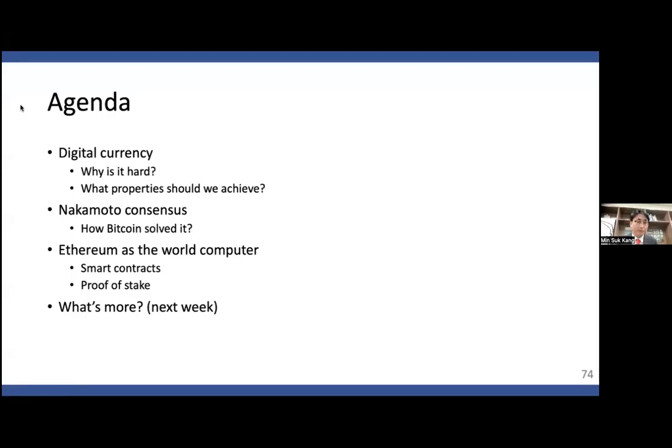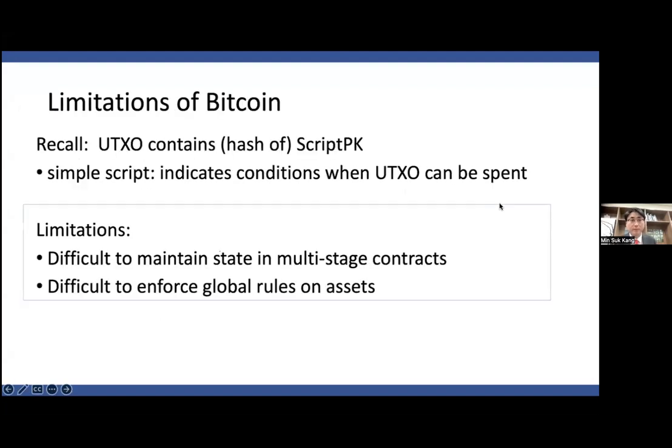Right, cool. Welcome back. So we're going to continue on Ethereum as the world computer. As I said, we now sort of understand the consensus, and the blockchain, and how blockchain first achieved the very first version of self-regulating currency. Let's see what Ethereum is and how Ethereum is different. Let's start with the limitations of Bitcoin.